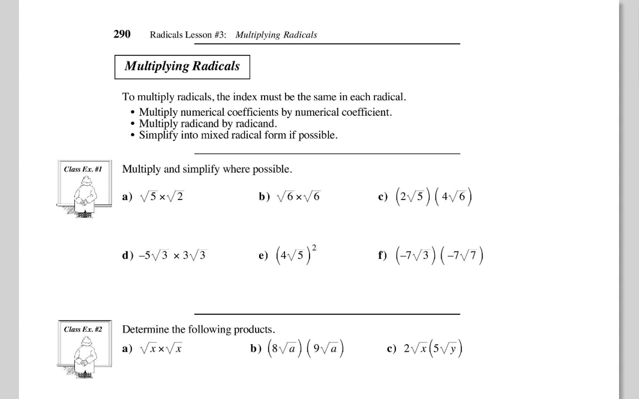At the top of this page, it says, to multiply radicals, the index must be the same. What did I say about the indices for this test? It's pretty much going to be all power 2 stuff, so it's all going to be squares. So you don't really have to worry about that first bullet. But those second bullets, do you see what it says?